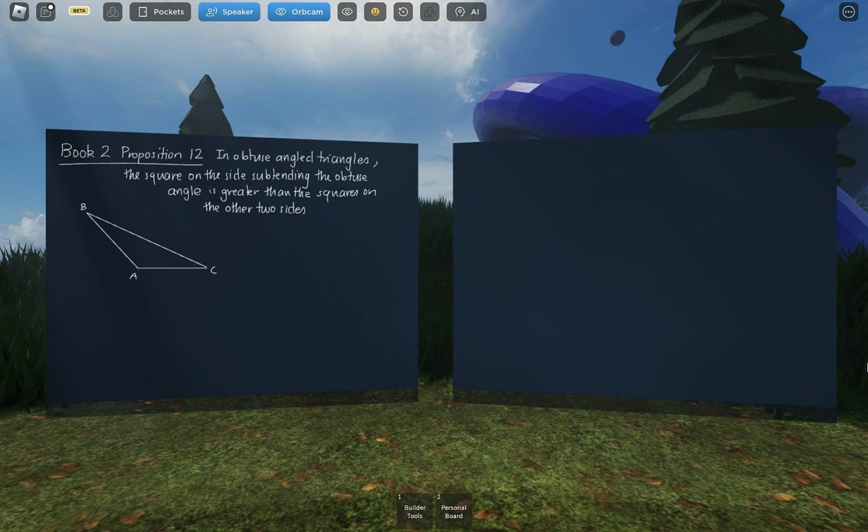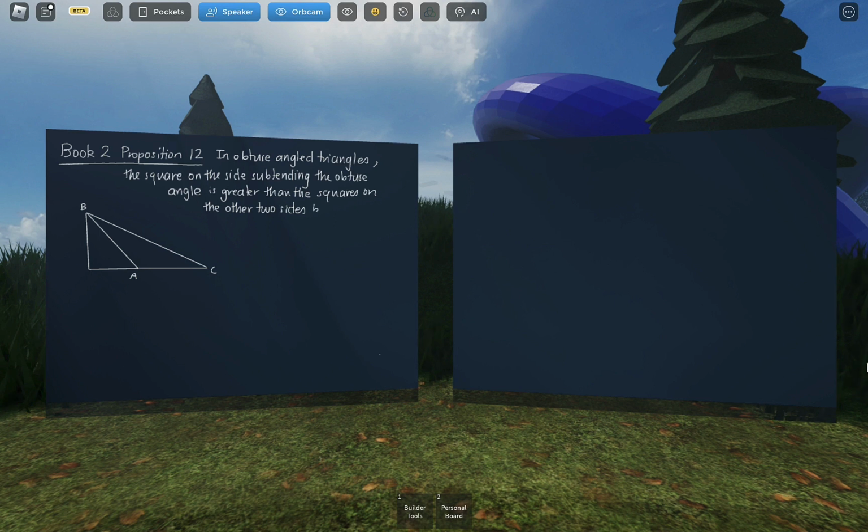By twice the rectangle contained by one of the sides about the obtuse angle, namely that on which the perpendicular falls, and the straight line cut off outside by the perpendicular towards the obtuse angle. The perpendicular means, it's sort of like trying to say in language what happens in the picture, and it doesn't really work. So if you extend the side AC, you'll get a line to which you can draw a perpendicular from B, right? And so that's what it's referring to.